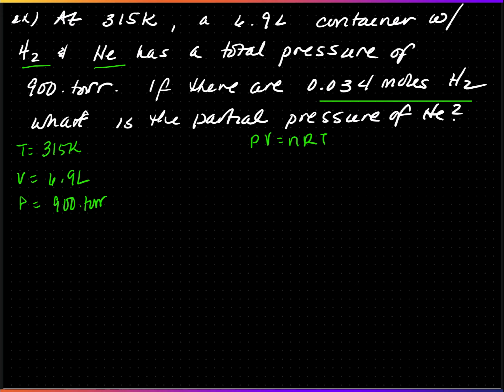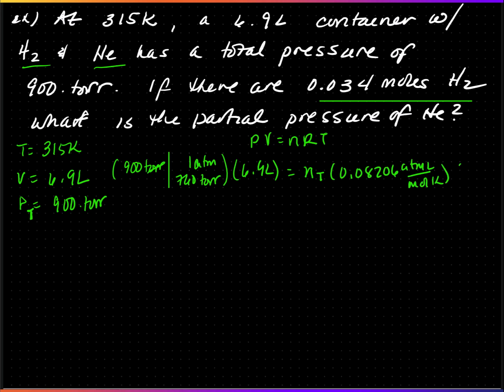So the pressure is 900 torr. Since we're using the ideal gas law, it needs to be converted into atm. So the conversion factor: there's 760 torr in 1 atm. The volume does not need to be converted because it's already in liters. This is equal to n total, because the 900 was P total, times the gas constant times the temperature, which is 315 Kelvin, so it does not need to be converted.